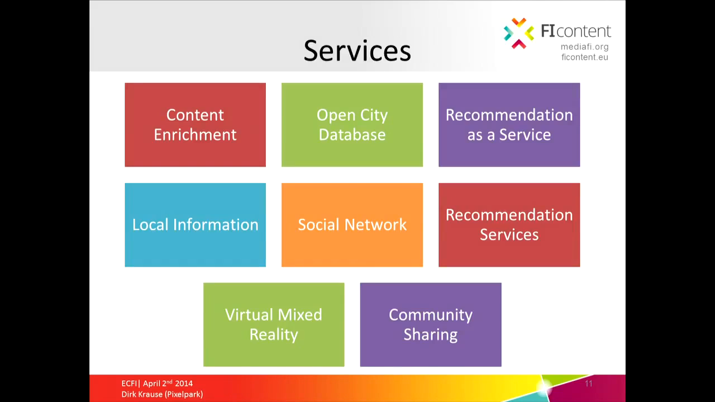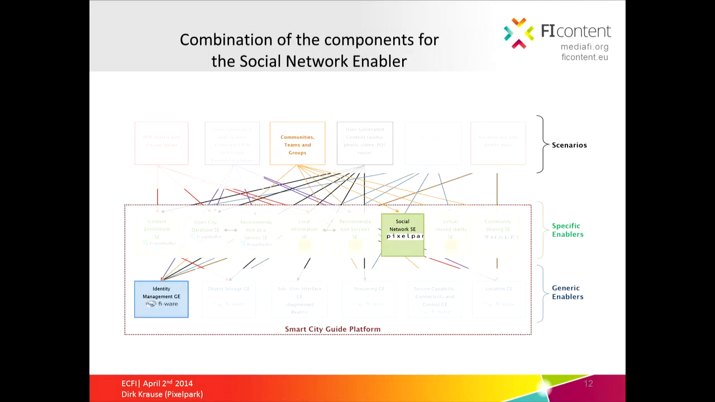For the social network, which happened to be in the middle, which was our part, that's why I'm talking mainly about the social network enabler, because then I know what I'm talking about, is this path through this thing. We wanted to create communities and do groups, and then we took our own enabler, or we created it, and we took the identity management generic enabler for authentication. And we will probably take the Thales community sharing and the streaming GE from FI-Ware 2 in further experiments.